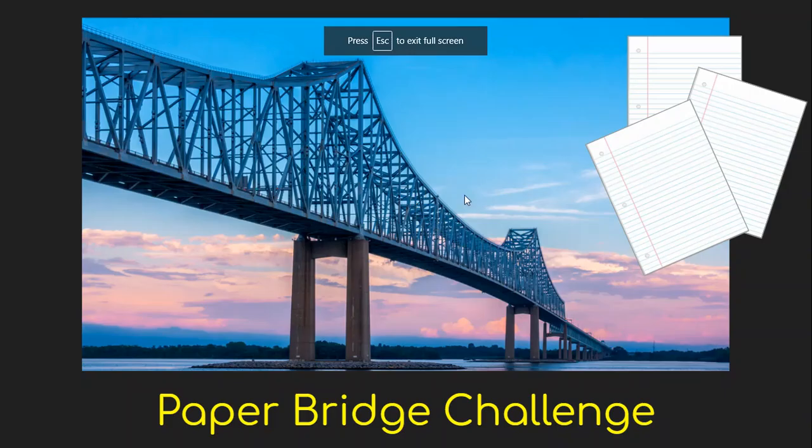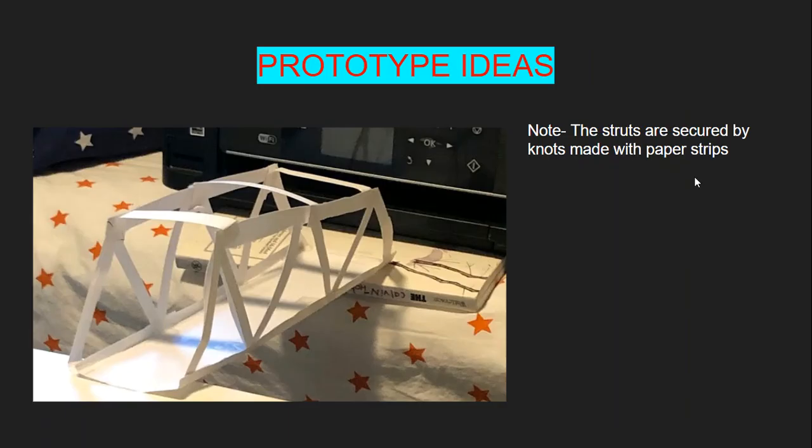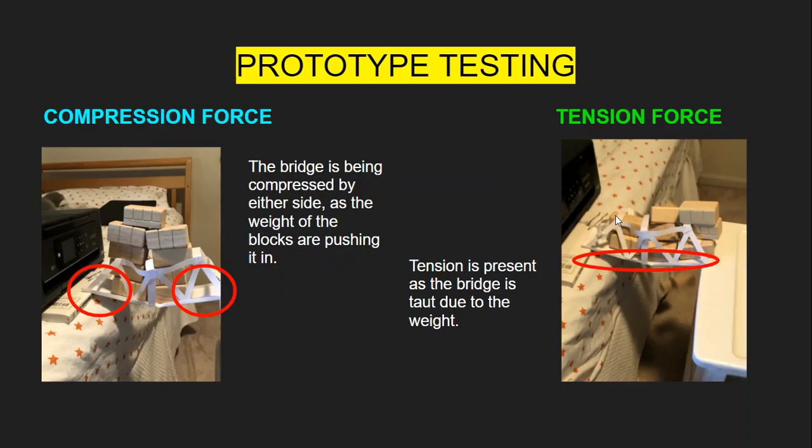So you'll have your paper bridge challenge, you'll have your brainstorming ideas. You can hand draw this, you can do it on the computer, you can do it in SketchUp, you can do it in a bridge designing app. There's many different ways that you can brainstorm your idea. And then you're going to build your prototype and you are going to place it across a valley of some sort. Realistically, you can just stack two books on each side and place it across.